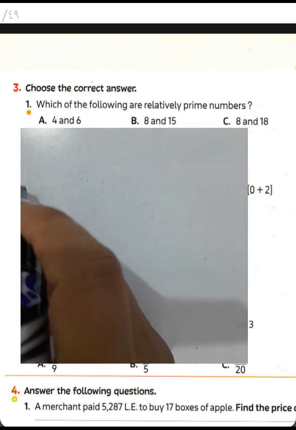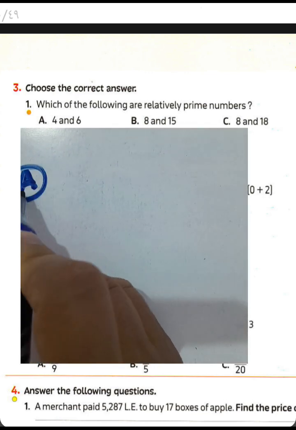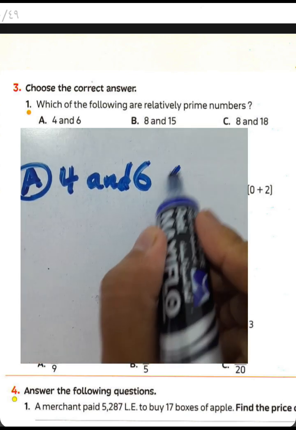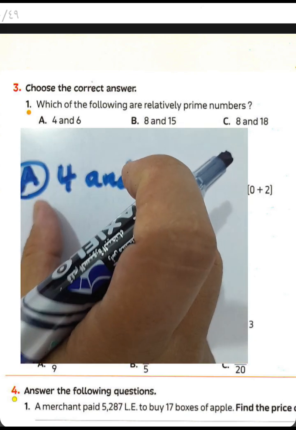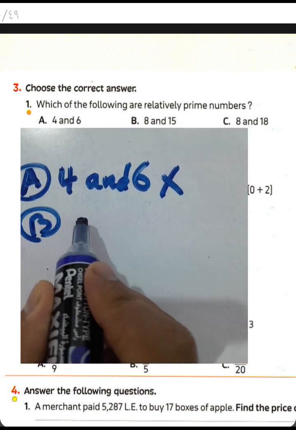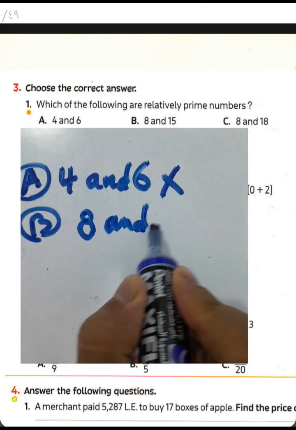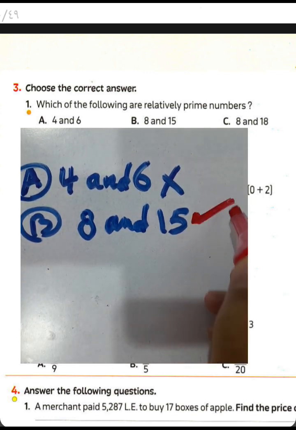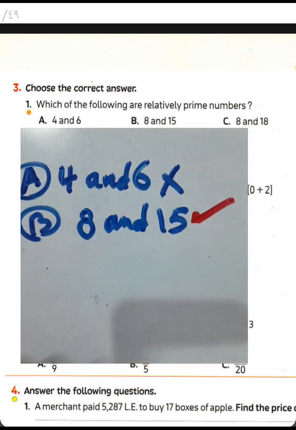Look with me at choice A. Here he gave us 4 and 6. It's false because 4 and 6 can be divided by 2. It's false. Look at letter B, 8 and 15. Who can tell me about 8 and 15? 8 and 15 are relatively prime numbers. Yes, true. Why? Because 8 and 15 can be divided by 1 only.